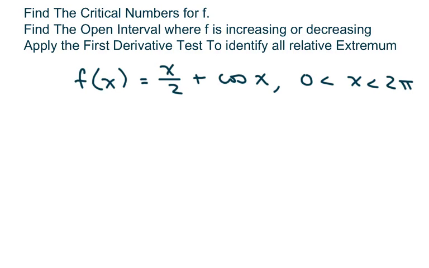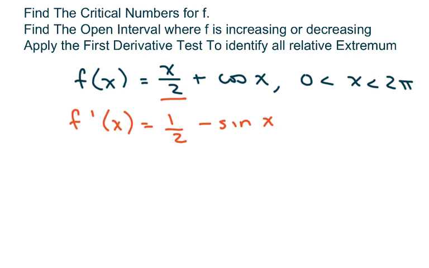Hi everyone, we're going to find the critical numbers for a function by applying the first derivative test, and then we're going to find the open interval where f is increasing or decreasing. So the first thing I'm going to do is take the derivative of the function. This is a trig function. When I do that, the derivative of this is just 1/2, and the derivative of cosine is negative sine of x.